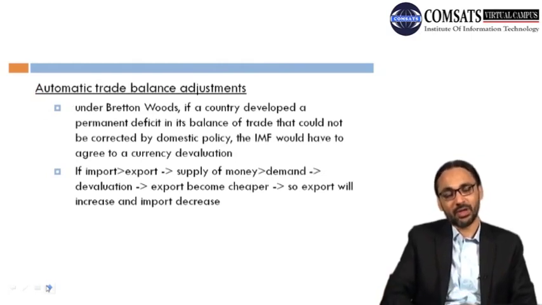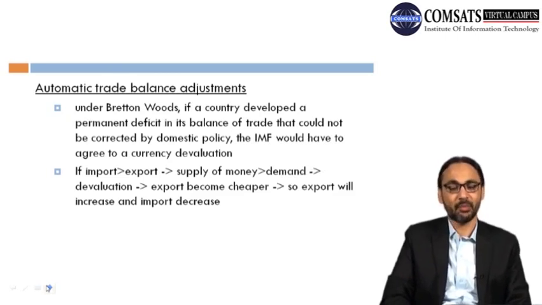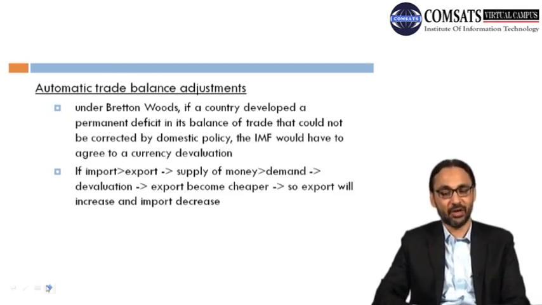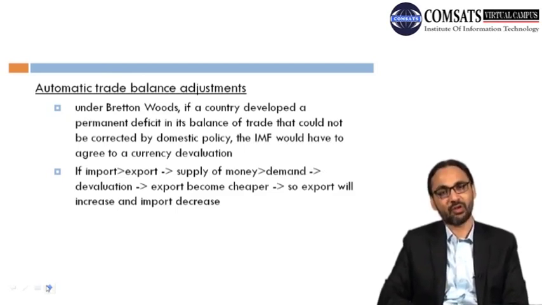Okay, the next one is that under the floating exchange rate, the trade balance adjusts automatically. Under Bretton Woods, if a country developed a permanent deficit in the balance of trade that could not be corrected by domestic policy, the IMF would have to agree to a currency devaluation. Meaning, in the floating exchange rate, the government does not have to consult the IMF to devalue its currency. Rather, they can devalue their currency by themselves.